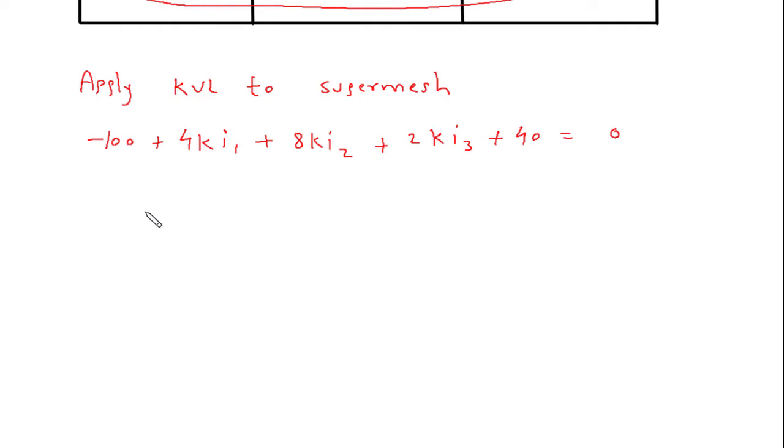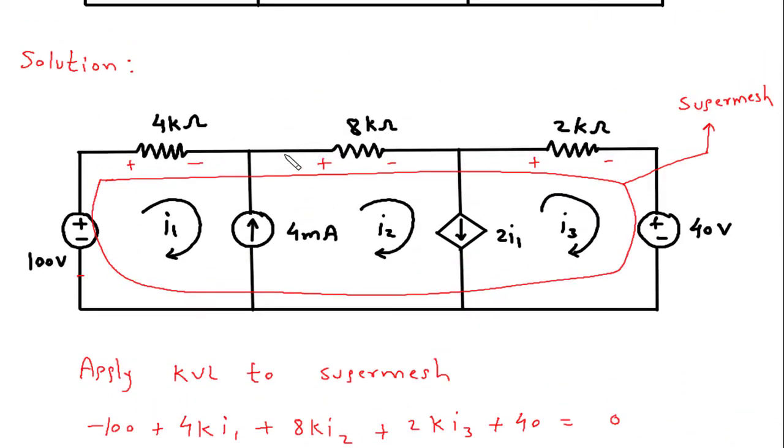So this will be 4000 I1 plus 8000 I2 plus 2000 I3 is equal to, this will be minus 100 plus 40 will be minus 60. So on this side this will be 60. Let's say this is equation number 1. Now let's assume this is node number A and this is node number B.